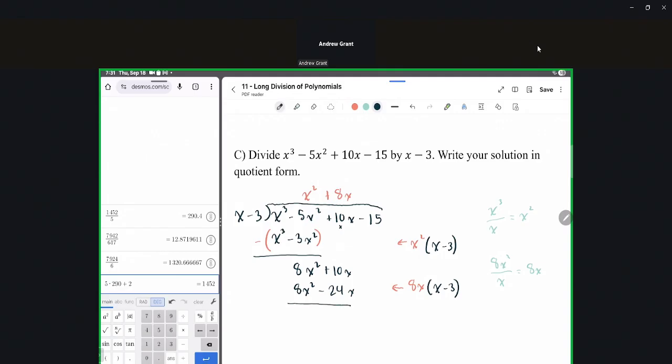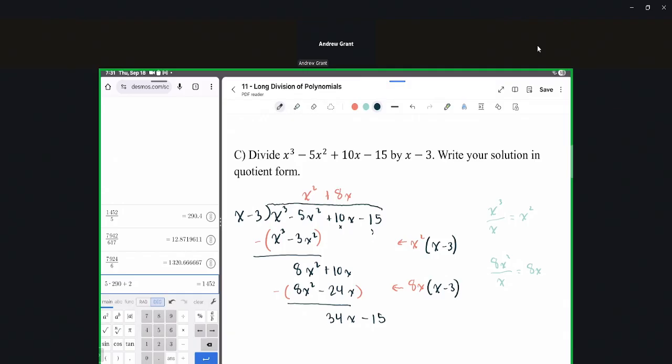Okay, so we want to minus this off. So 8x squared minus 8x squared is 0, which works. That's what it should be. And 10 minus negative 24 is going to give us 34 of the x variety. And then we're going to bring down this minus 15. So a very logical question you might be thinking of is, I noticed that we got 34x, which is quite big. Did you make a mistake there?